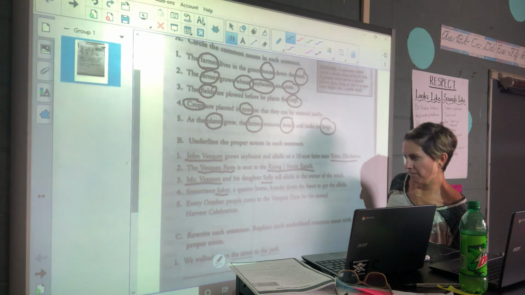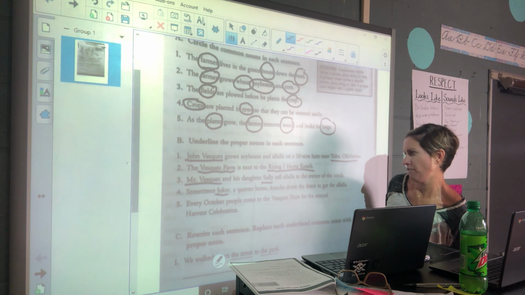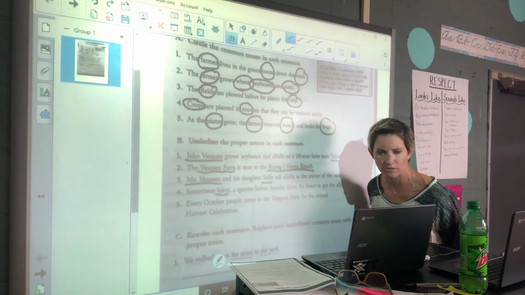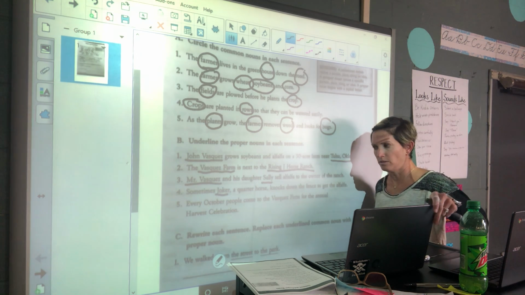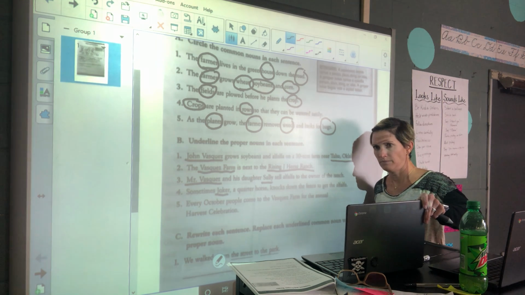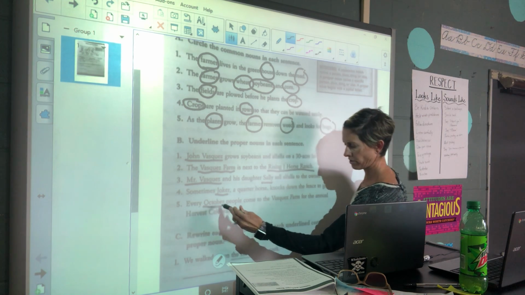All right, number 5. Every October, people come to visit the Vasquez farm for the annual harvest celebration. What is that one? Dallas? Yep, that's a month, so months are capitalized.